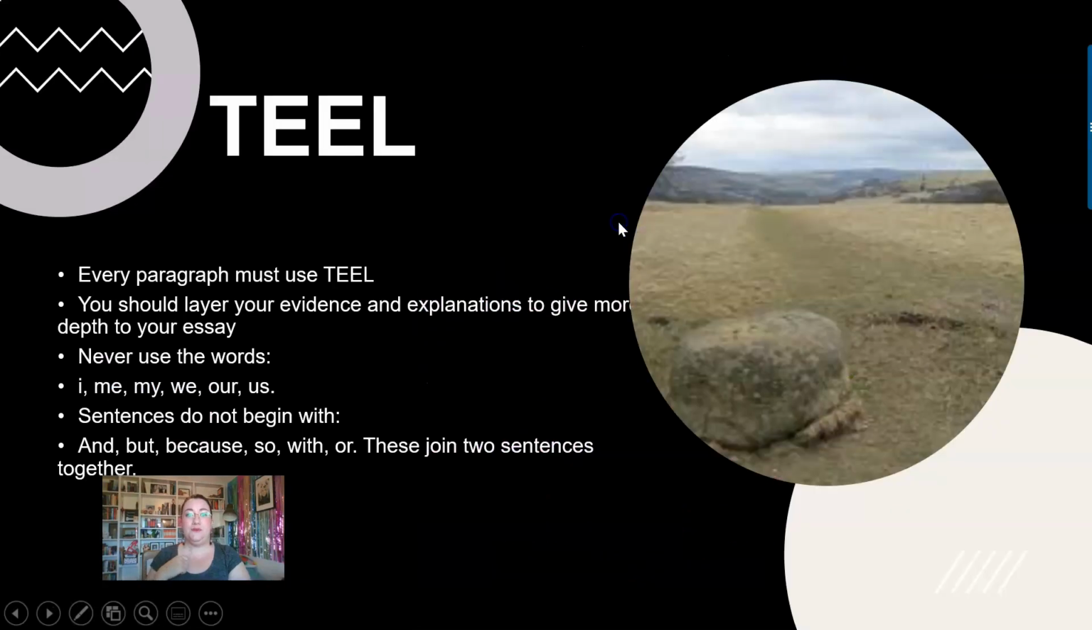All right, let's talk about how we do TEAL. So we're doing topic sentences first. But let's talk overall about TEAL, okay? I know you've heard about it. The problem is you're not always using it and you're not always using it right. So I'm going to keep telling you about it until every single one of you gets it right.